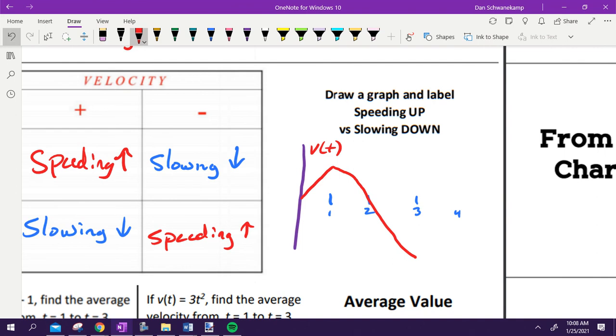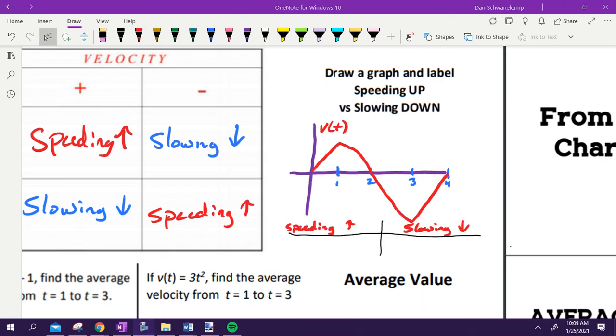I was so close. Based off of that graph right there down below, figure out when you are speeding up and when you are slowing down. Talk with your neighbor, figure that out. We're doing speeding up versus slowing down. Aiden H, when would you say you're speeding up on this graph? 0 to 1 and 2 to 3.